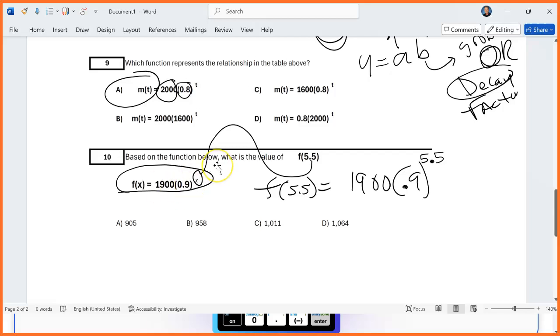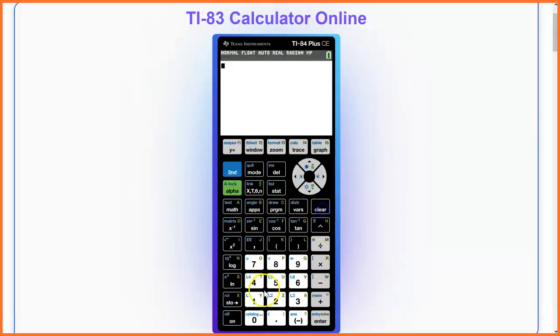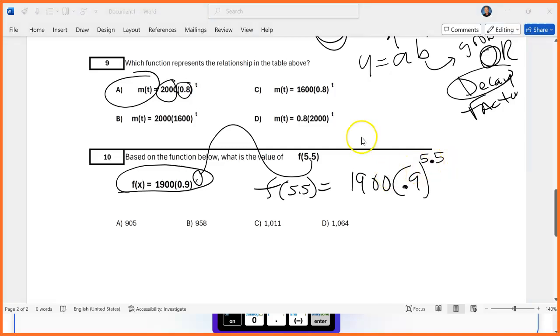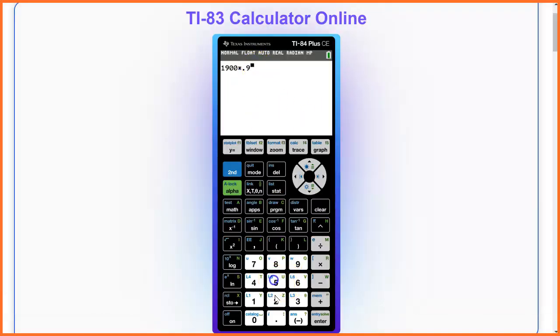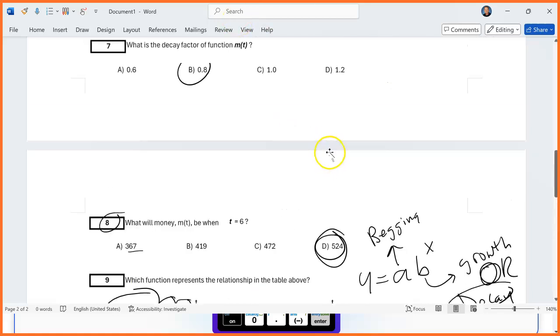So we need to use our calculator, okay? So we're going to go clear, 1900 times 0.9 to the power of, what is it again? It's 5.5. So it's to the power of 5.5, enter, and I get 1064. So that is this one right here, okay? So that is how you do this assignment.